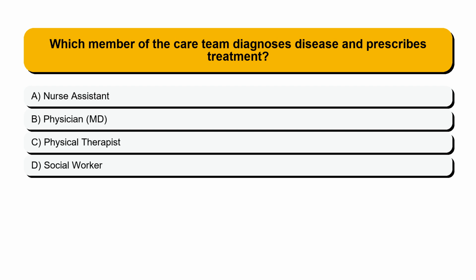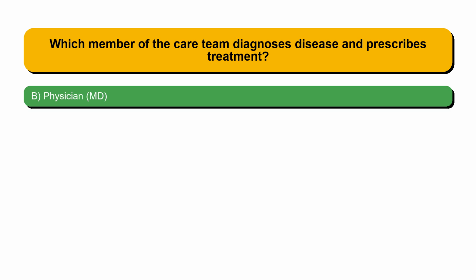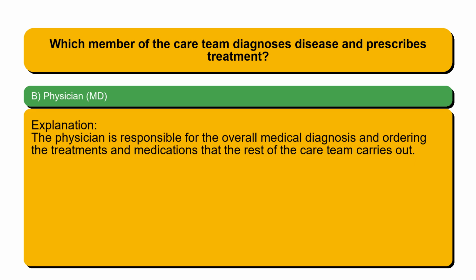Question 3. Which member of the care team diagnoses disease and prescribes treatment? Option A. A nurse assistant. Option B. Physician, MD. Option C. A physical therapist. Option D. Social worker. The correct answer is option B. Physician, MD. The physician is responsible for the overall medical diagnosis and ordering the treatments and medications that the rest of the care team carries out.